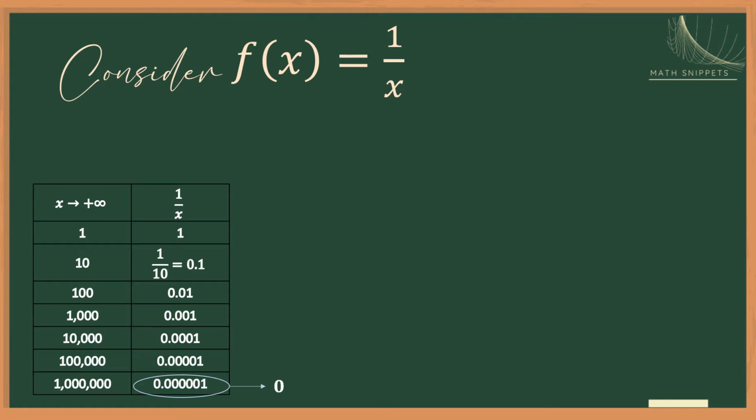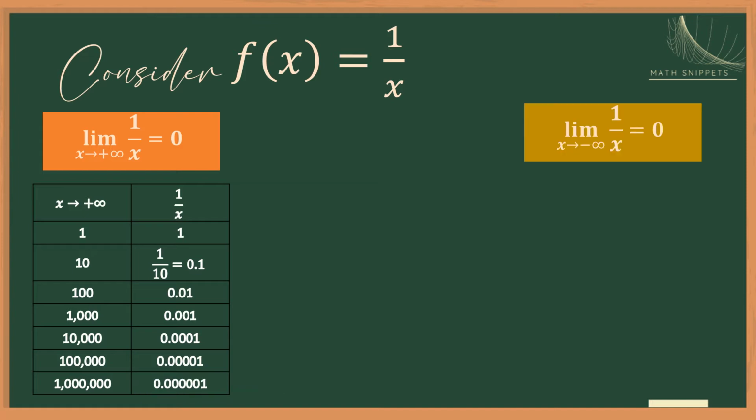So in limit notation, we have the limit of 1 over x as x approaches positive infinity is equal to 0. On the other hand, we say also that the limit of 1 over x as x approaches negative infinity is equal to 0.